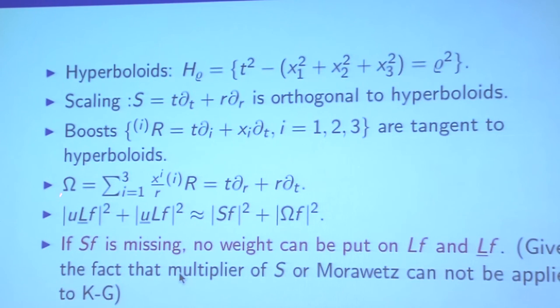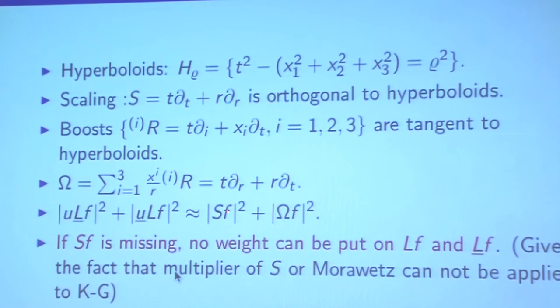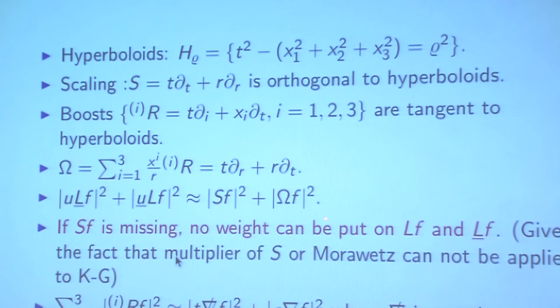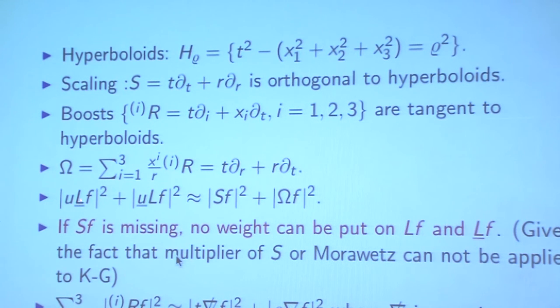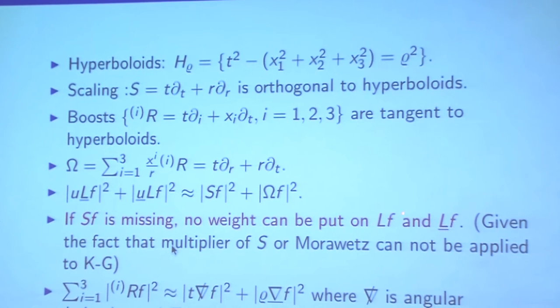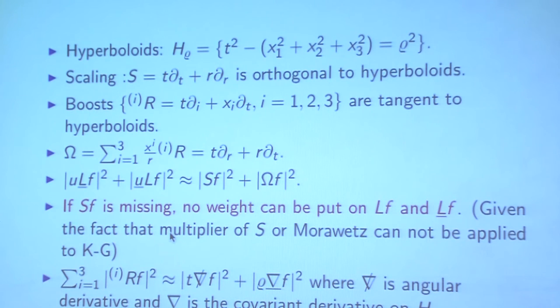Okay, so I define a radial vector field by a combination of this boost vector field. The purpose of doing this is I want to get the connection between S, omega and L, L bar, and I do a small calculation and find this relation, this is a constant multiple. If you cross out S, if there's nothing here, you don't have U attached to L bar, you don't have U bar attached to L, and there's no weight to be put on L or L bar at all. That is the consequence of missing that multiplier and missing S.